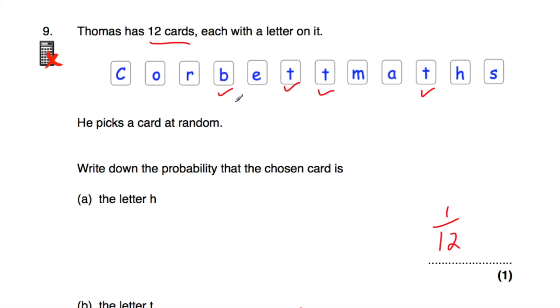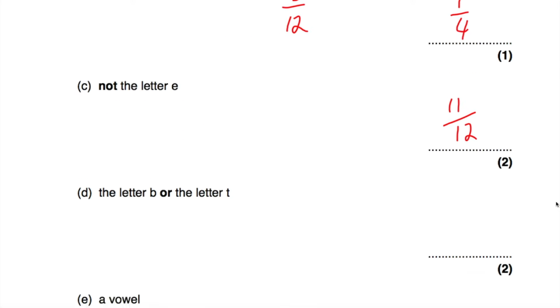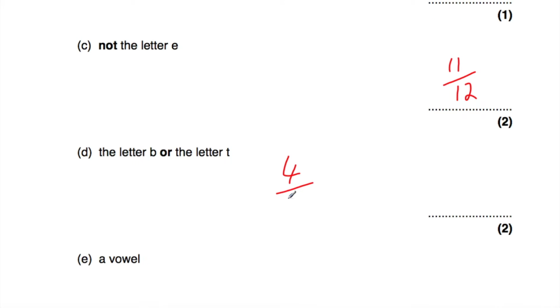So altogether, there's 4 B's and T's out of the 12 possible cards. So that means the probability of picking a B or a T would be 4/12. So let's write that down. 4/12. Now again, I've written that one there just because both 4 and 12 are divisible by 4. 4 divided by 4 is 1, and 12 divided by 4 is 3. So that means the probability of picking a B or a T would be 1/3. And again, you can write 4/12 if you wanted to. The question didn't say you had to cancel it down, but I tend to cancel it down if I can.